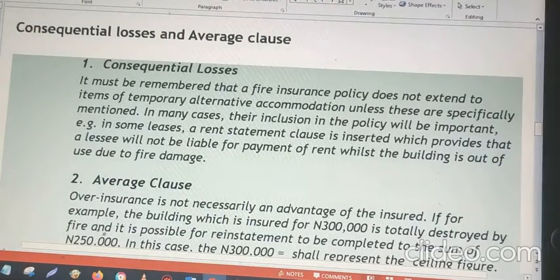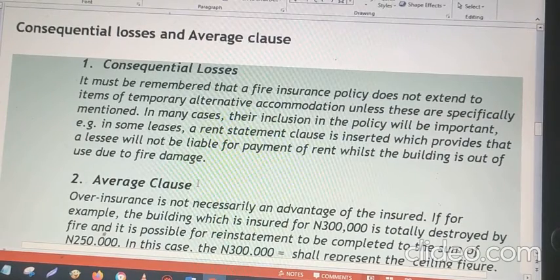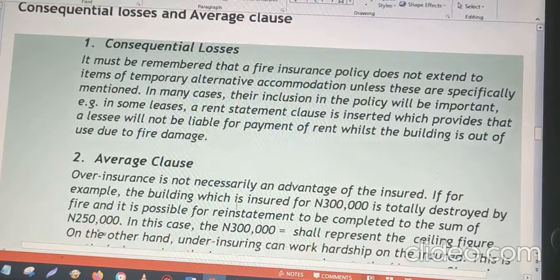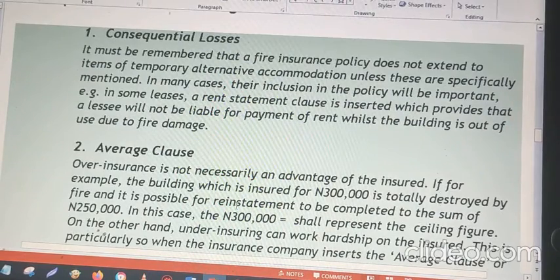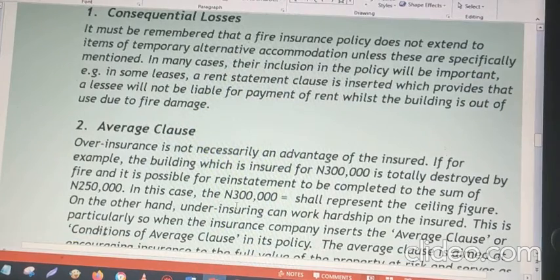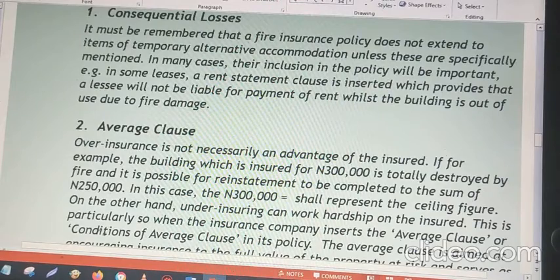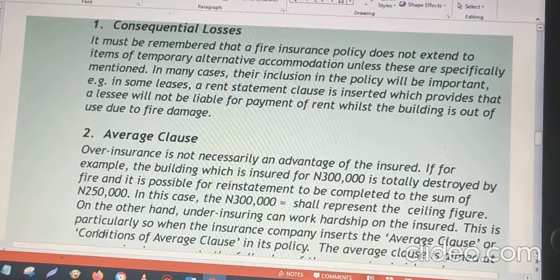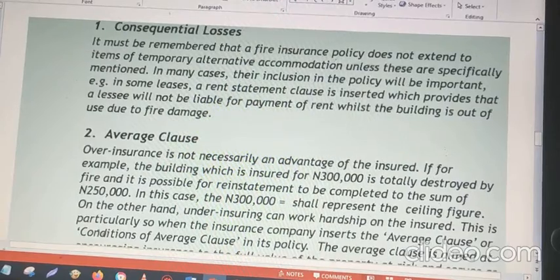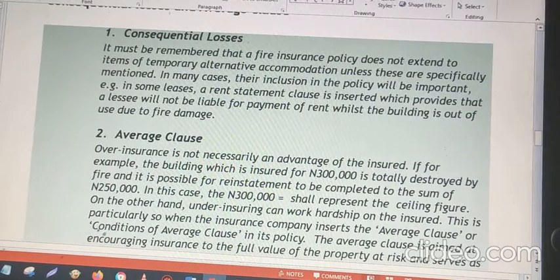Over-insurance is not necessarily to the advantage of the insured. If, for example, the building which is insured for N30,000 is totally destroyed by fire, and it is possible for reinstatement to be completed to the sum of N25,000, in this case the N25,000 shall represent the ceiling figure. On the other hand, under-insuring can work hardship on the insured.